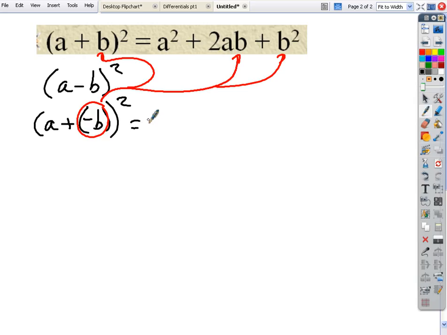Well, this term stays the same. What about this one? 2 times a times negative b. What is that? Negative 2ab. Right? What about this one? Negative b quantity squared. What's negative 3 squared? Positive 9. What's negative b quantity squared? b squared. Yeah, it's positive b squared, isn't it?